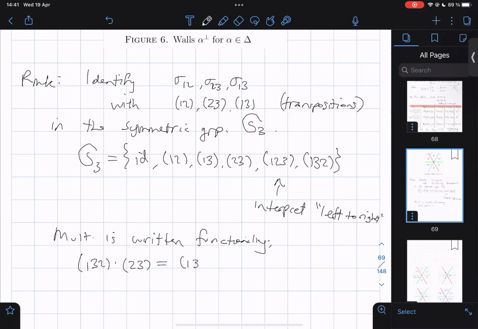1 goes to 3. What does 3 get sent to? 3 here gets sent to 2. Then you follow it up by this transformation: 2 goes to 1. So therefore 3 will go to 1. So that closes up. What does 2 do? Well, it has to be fixed, right? Let's check that. 2 goes to 3, and then 3 goes to 2. So 2 is fixed. Okay, so that's how you multiply.